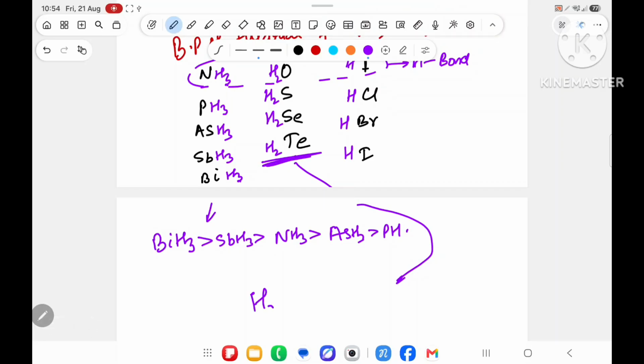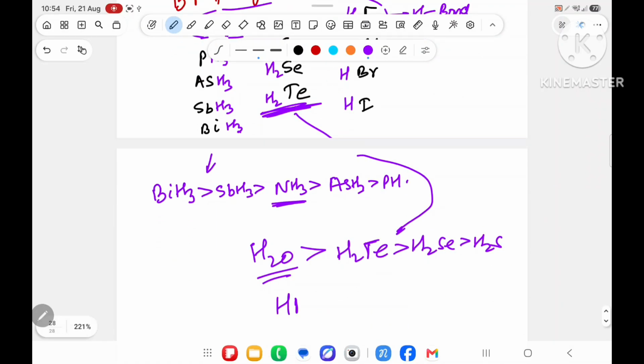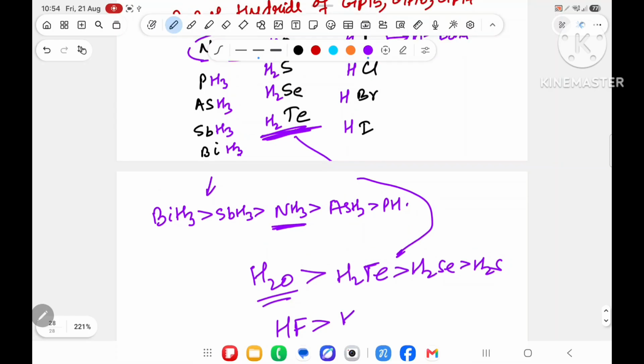Okay, for group number 16, H2O has hydrogen bond, and they have more molecular weight. So first write H2O, then go from the bottom: H2Te, H2Se, H2S. Means hydrogen bond I have written first, then more molecular weight. Similarly, over here hydrogen bond in the middle, that you have to remember. Over here HF has more boiling point, then go with atomic weight: HI, HBr, HCl. So first you have gone with hydrogen bond, after that molecular weight.